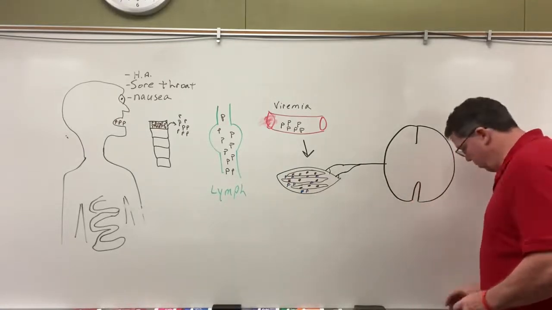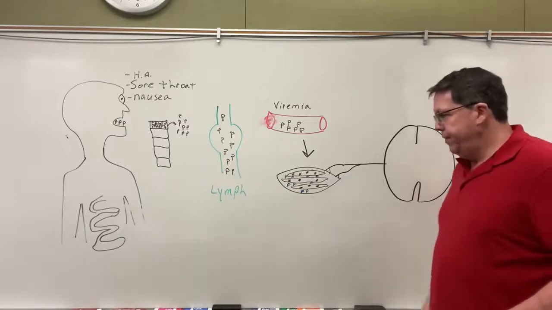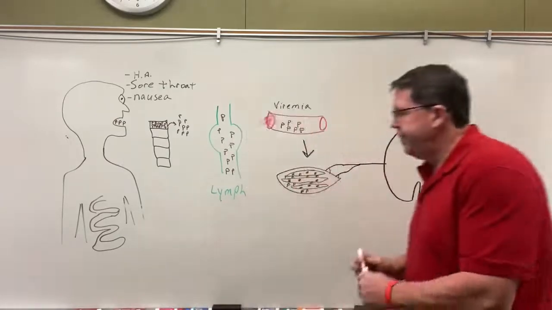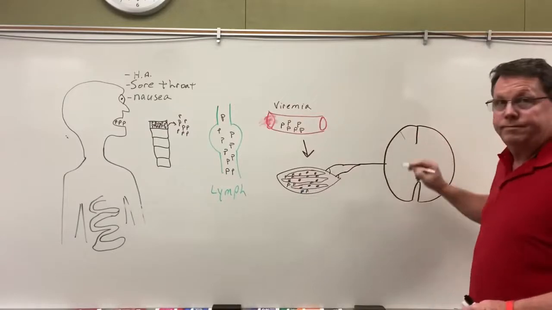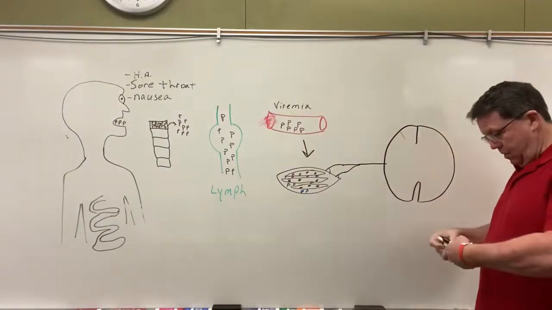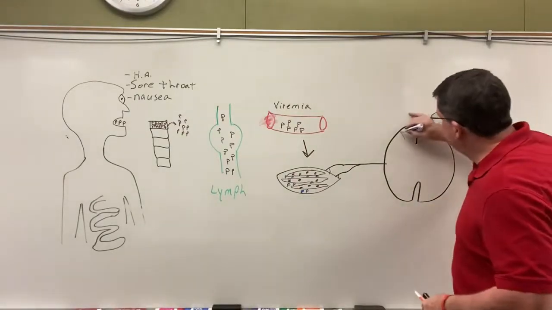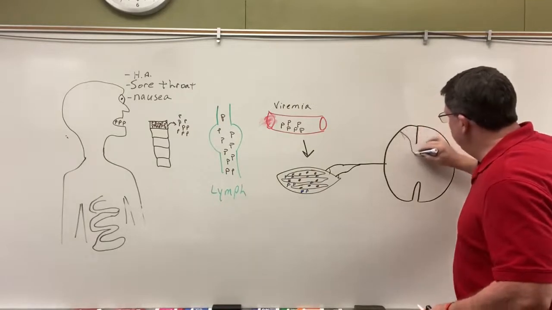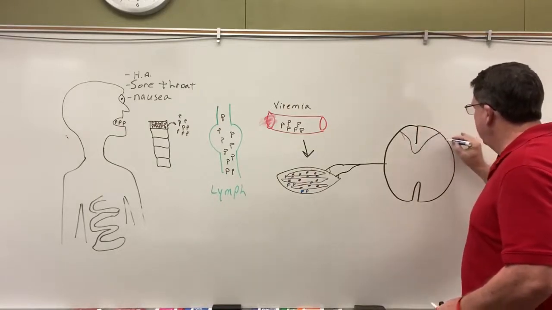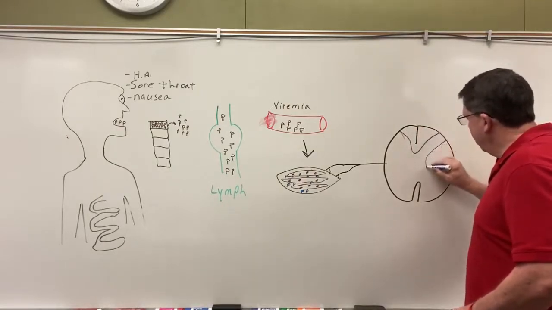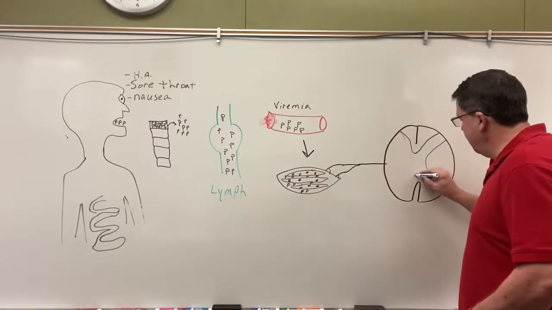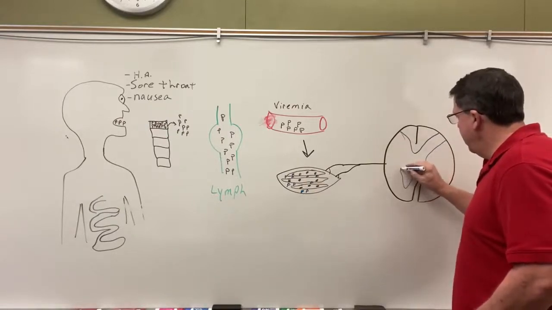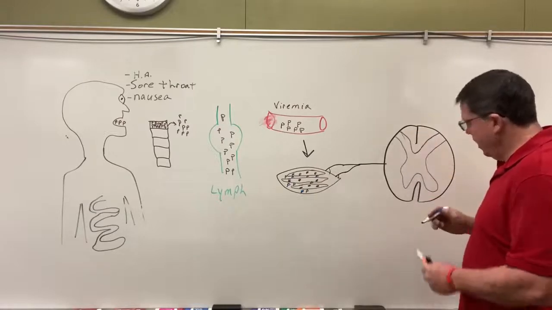Let me see, what color do I want to use here? Let's go with orange. See if you can see that. So now I'm going to go with blue again. So now, the inside of your spinal cord looks something like this, almost like a butterfly. All right, then it's going to go like this and out.